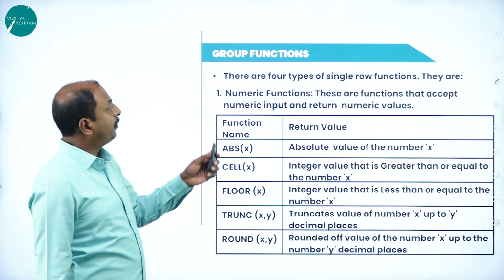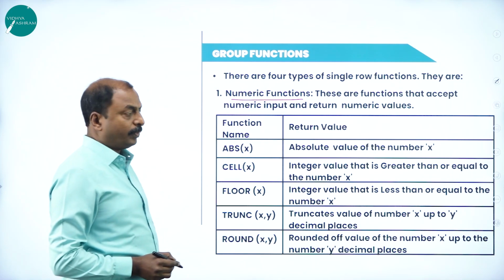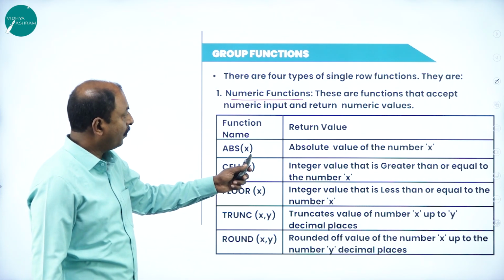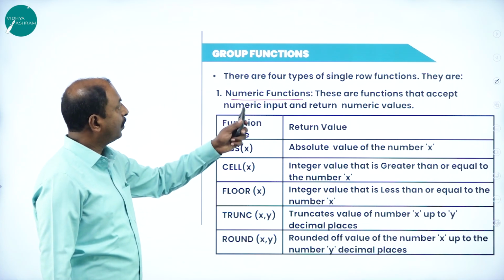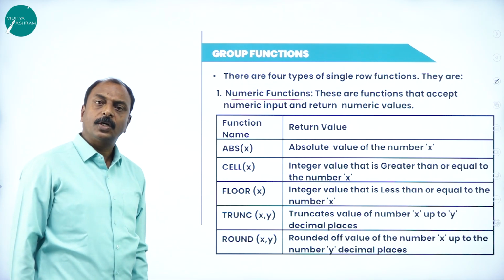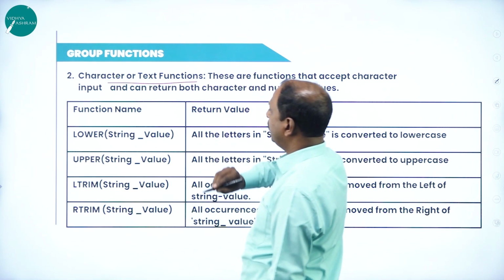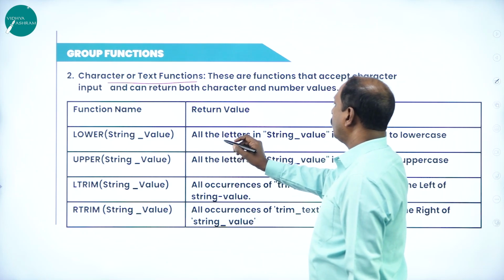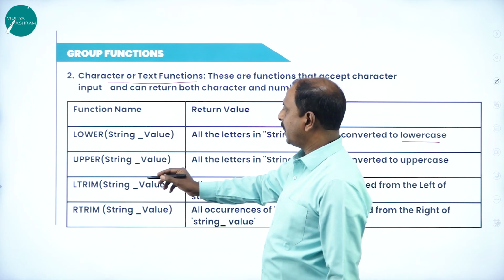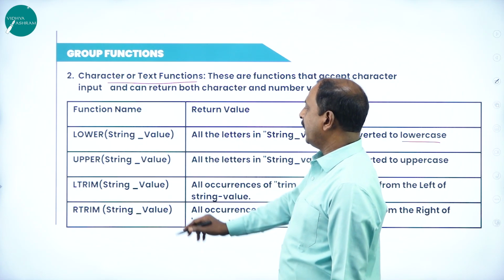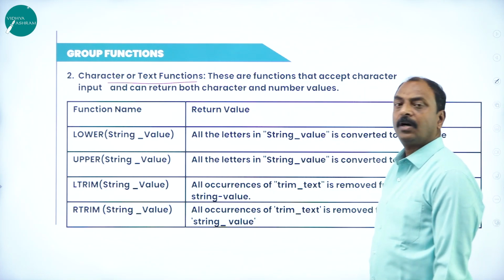Now let us see the different functions. First one is numeric functions. Under numeric, we have ABS, the absolute value of a number, ceil and floor, trunc and round. These are all numeric functions. Next, we have character or text functions. Lower converts all the letters in the string value into lowercase. Again, to convert into uppercase characters, and LTRIM and RTRIM. These are all character or text functions.